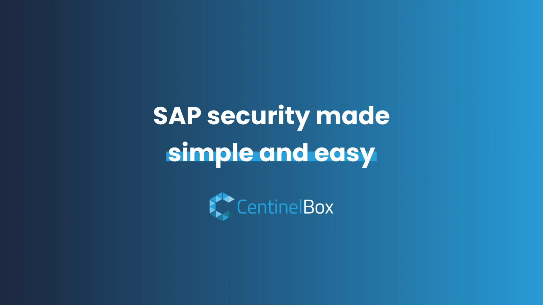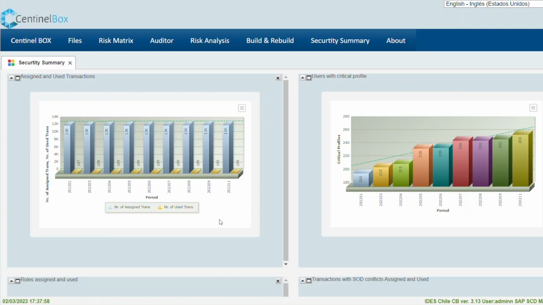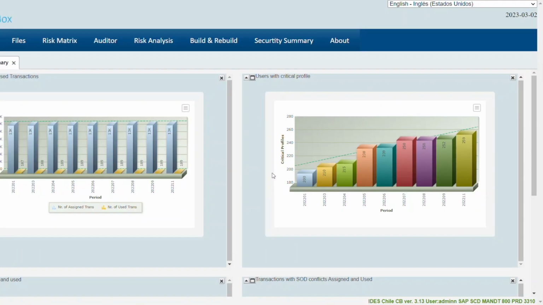We will present 3 different reports. After logging into CentinelBox, the first report presents 4 charts. The first chart on the left-hand side compares assigned transactions to those used over a 12-month period. A good practice is that used transactions are close to those allocated, with a ratio of at least 80%. A higher ratio indicates issues that require attention.